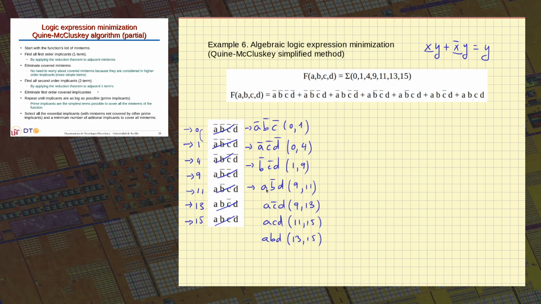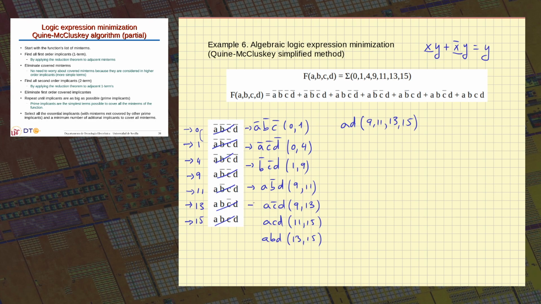Now I have ABD, ABD here. So here I can make a simplification. I have ABD and the only different literal is B. So I can sum them in a new term, AD, that will include this term and this term. So this new implicant includes minterms 9, 11, 13, and 15. That's great. I have a very simple term that includes many minterms.